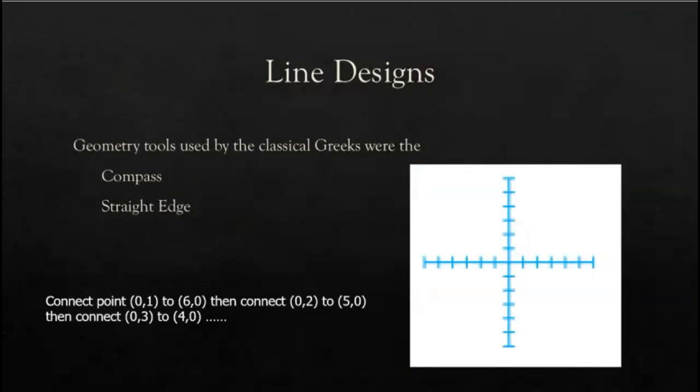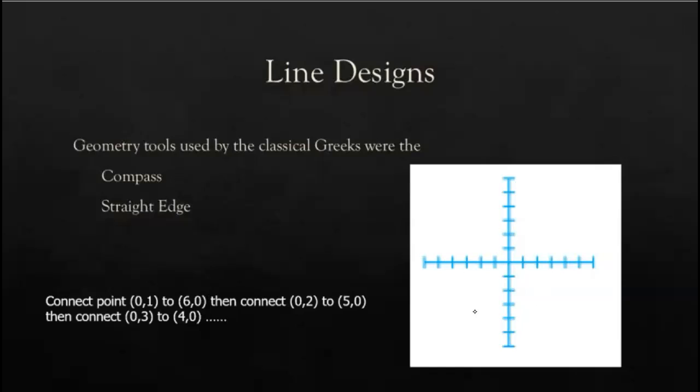We can use geometry to make line designs. So symmetry and patterns in geometric designs can make them very appealing. We're going to use a compass and a straight edge, just like the classical Greeks when we are doing our line symmetry. If you were to get out a straight edge and a pencil is all you need for this line design.